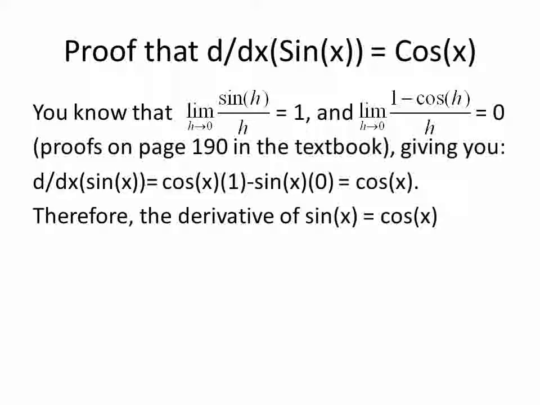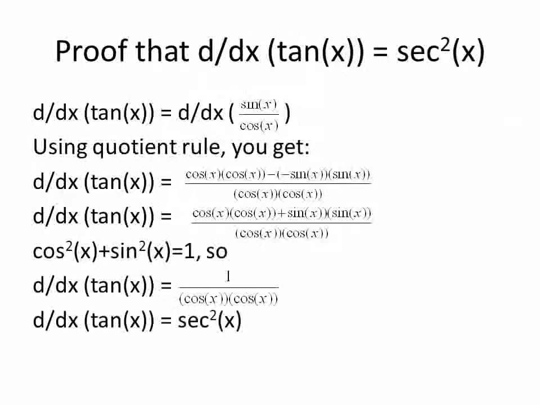And this can be shown via L'Hopital's rule, but that requires the knowledge that the derivative of sine of x equals cosine of x, which we're proving right now, which would make a circular argument. And the proof can also be shown via squeeze theorem, which is shown on page 190 in the textbook. So this gives us the derivative of sine of x equals cosine of x times 1 minus sine of x times 0, which equals cosine of x. So therefore the derivative of sine of x is equal to cosine of x.